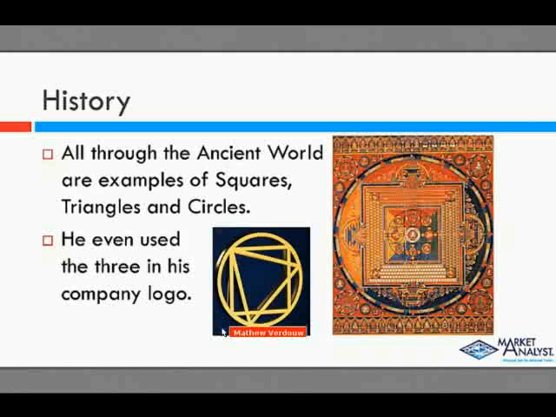And you can even see here on the left this logo that he actually used himself for his own company. It had the intersection of a circle, a square and a triangle, the 3 basic building blocks of geometry.